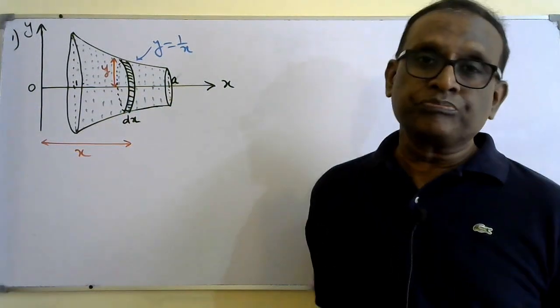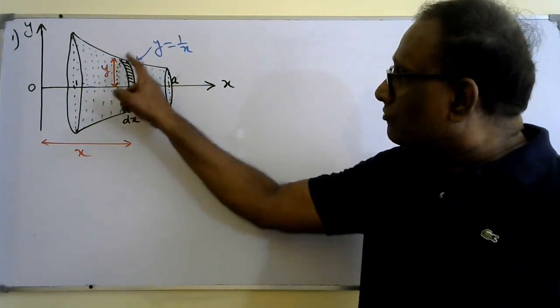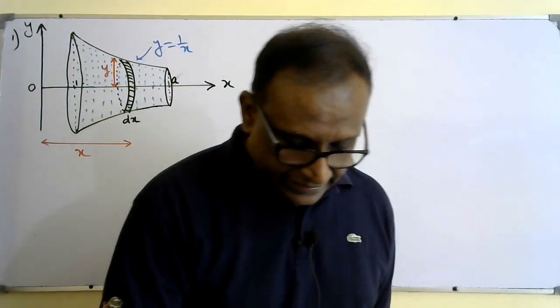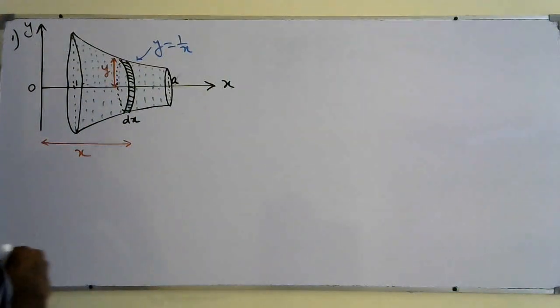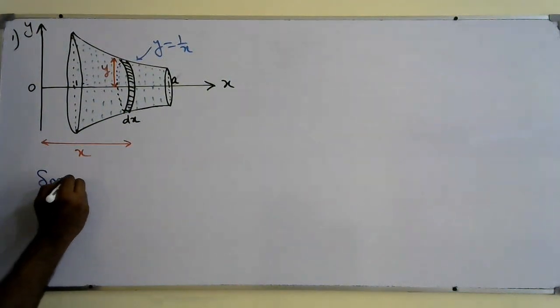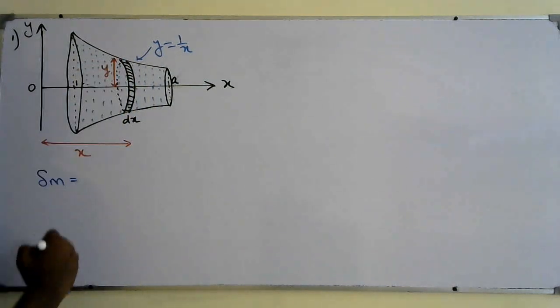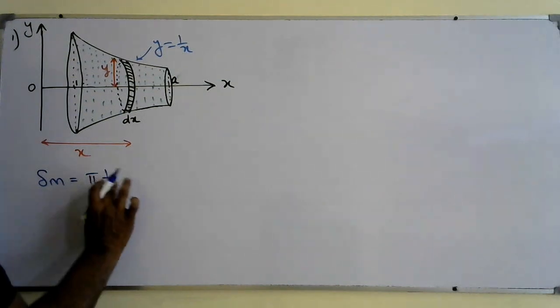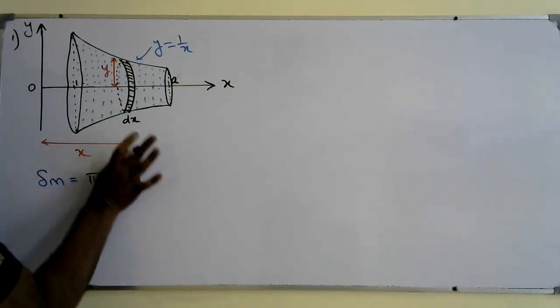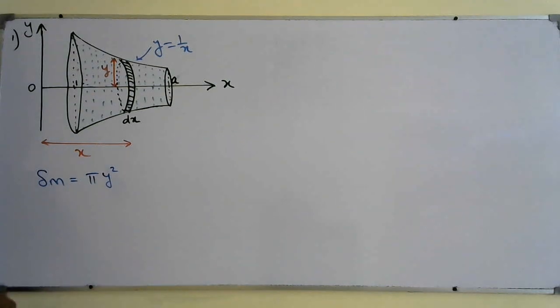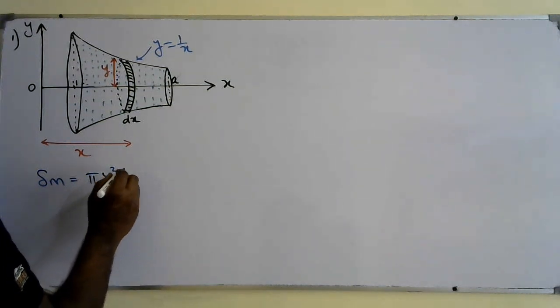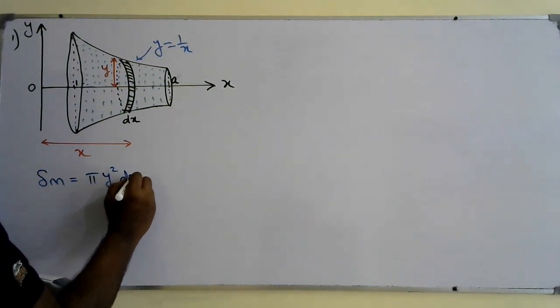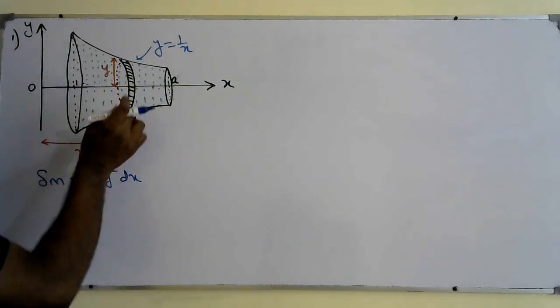from the origin. So the mass of this disk, we can find it, delta m, is equal to the volume of it, delta v, that is pi times the radius squared, the radius is 1 over x, that is pi y squared dx, that is the volume of the disk, times rho.